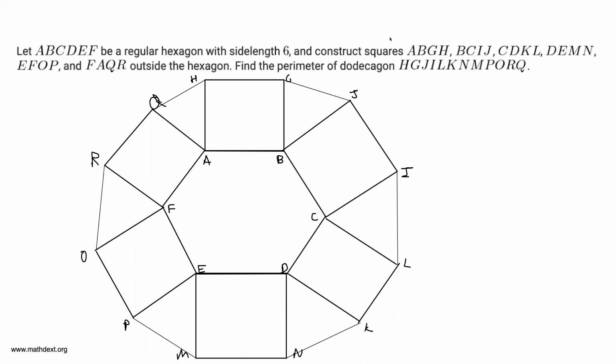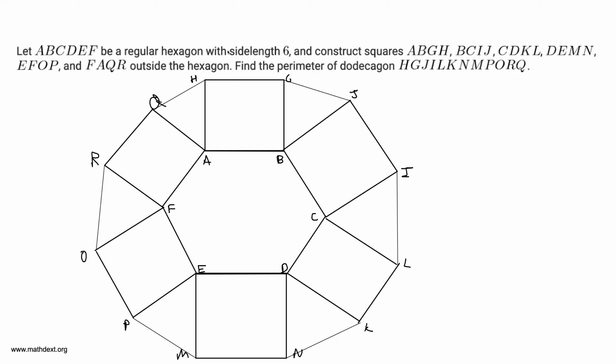Let ABCDEF be a regular hexagon with side length 6 and construct squares ABGH, BCIJ, CDKL, DEMN, EFOP, and FAQR outside the hexagon. Find the perimeter of dodecagon HGJILKNMPORQ.